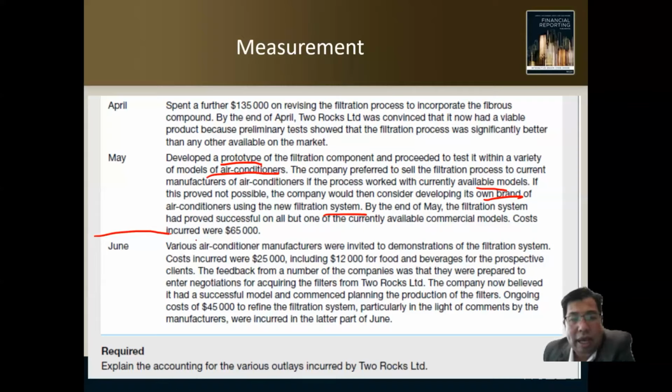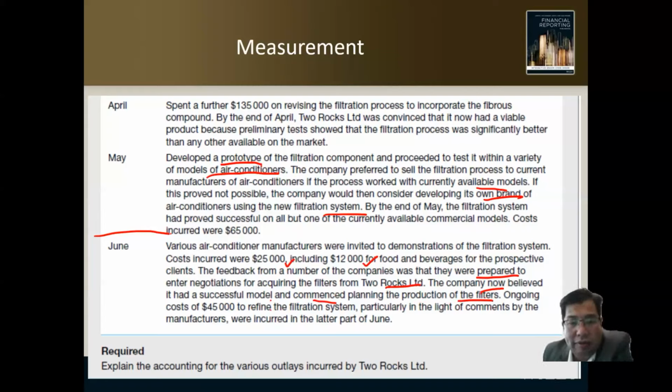In June, various IC manufacturers were invited to a demonstration of the filtration system. Cost incurred 25,000, including 12,000 on food and beverage for the prospective clients. The feedback from a number of companies was they were prepared to enter negotiation to acquire the filters from Two Rock Limited. So this is good news. The company now believes it has a successful model and commences planning on the production of the filter. So the research has been successful.